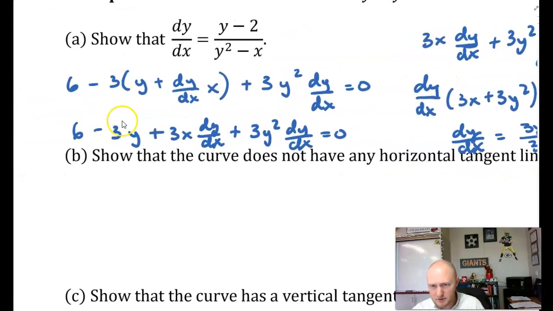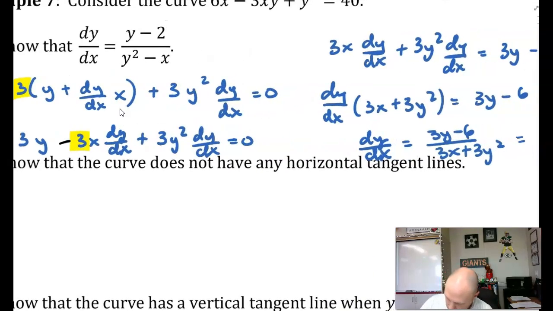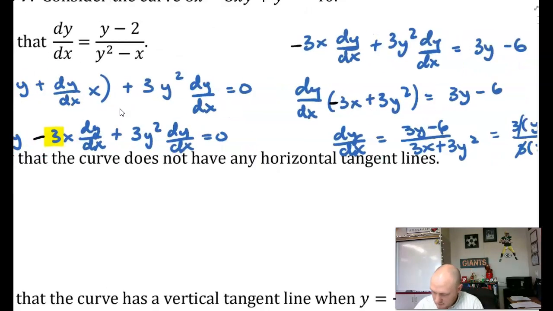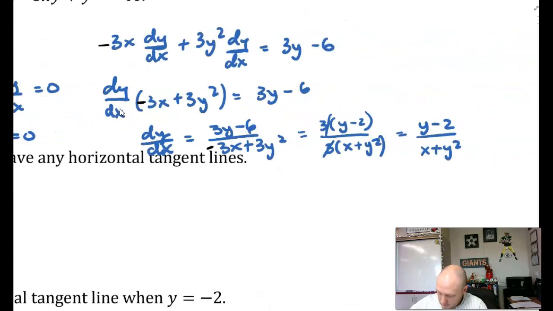I forgot to distribute the negative here. Negative 3, so then this is going to be a negative 3x here. Negative 3x, so then this is a negative 3x. Negative, negative, we have a negative x. And we get y squared minus x. There we go. Okay, verified.